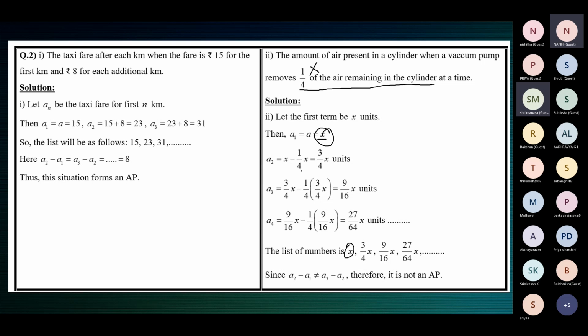It's a vacuum pump and you're evacuating. You're removing the air from the cylinder, so you should subtract, not add. X minus 1/4 of X, so when you subtract, you get 3/4X. That is the second term. Now, what air will remain again when 1/4 is removed? 3/4X is there, and from this, 1/4 of whatever is remaining is removed.